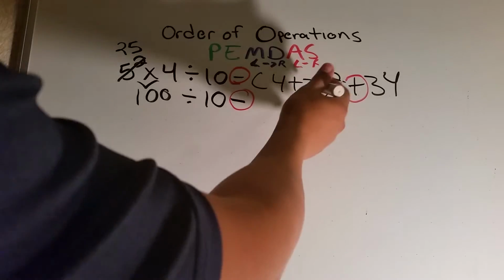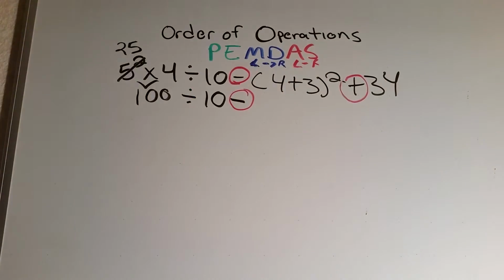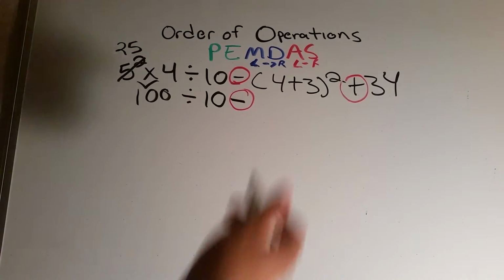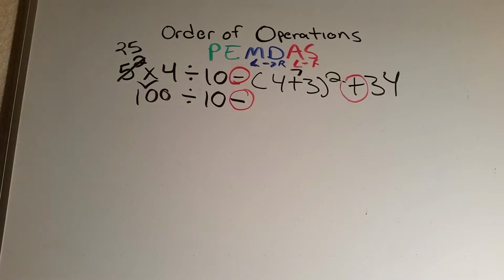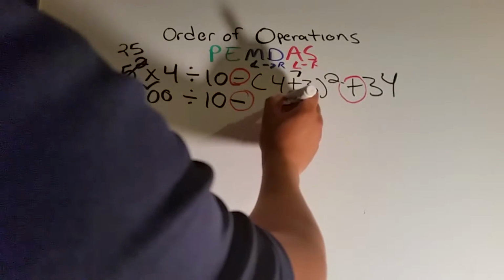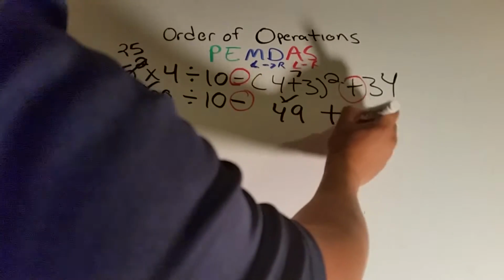So now we have a 4 plus 3. If you can, you always have to solve what's inside the parentheses. In this case, again, we don't have variables. So 4 plus 3 is going to give us a 7. 7 to the second power, or squared, is going to give us 49. So all this is actually going to be equal to 49. And the last thing that we have is a plus 34.